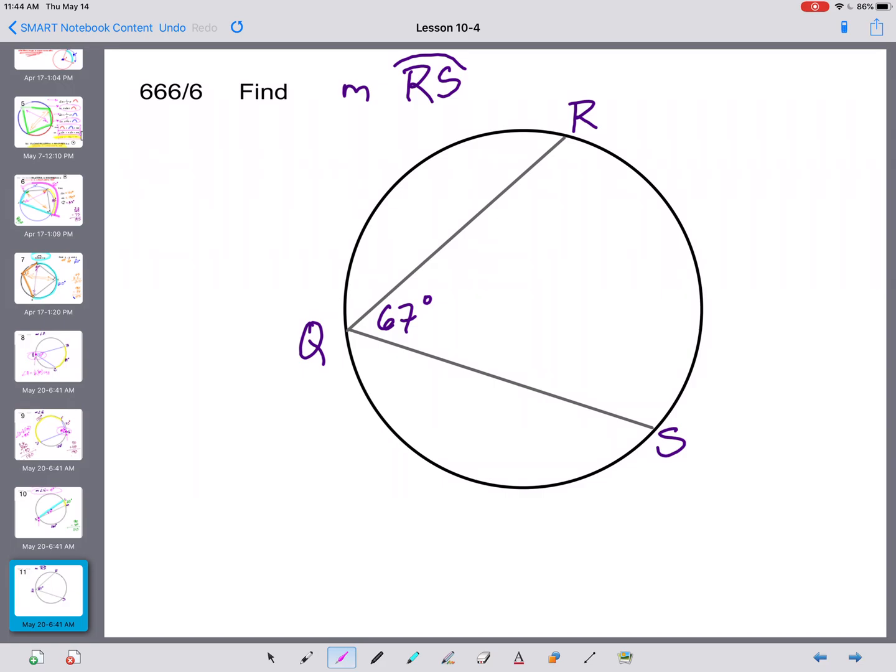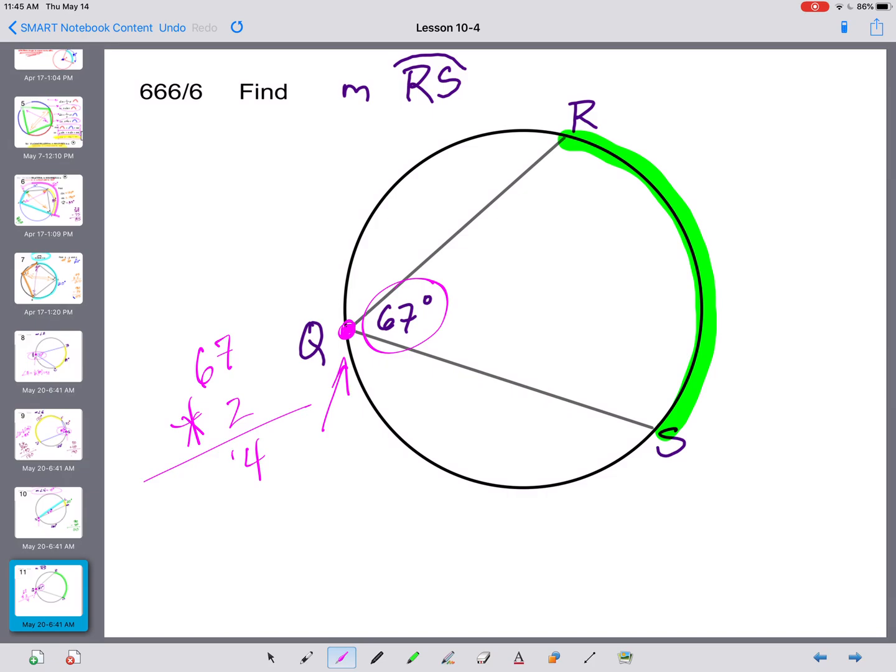Okay, this time, the opposite. They want us to figure out the arc. Well, you go, wait a second. Is this an inscribed angle? It sure is. That's absolutely. The vertex is on the circle. An inscribed angle is half of the arc that it opens up to. So 67, double it. Okay. 134. That looks good. That's the arc that it opens up to, arc RS, 134 degrees.